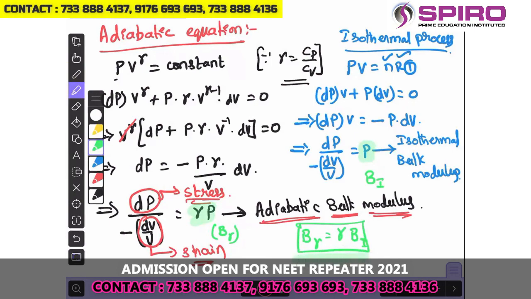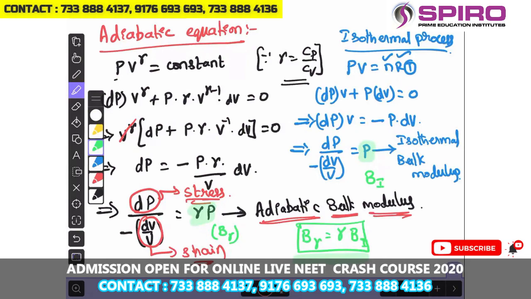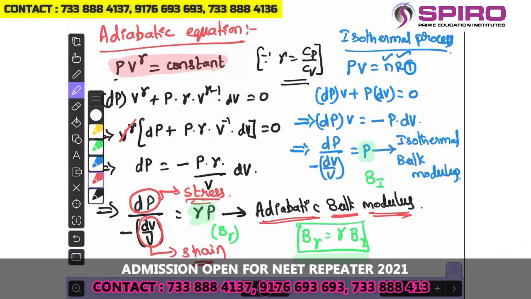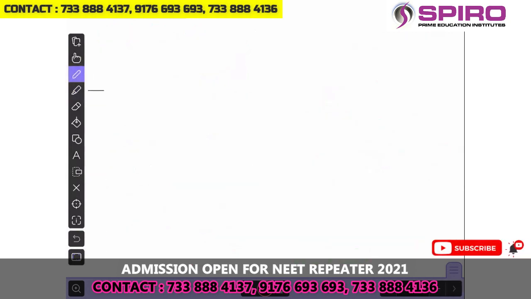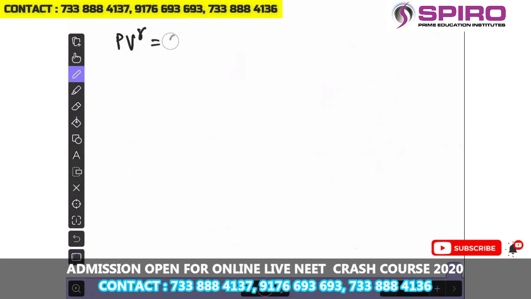Adiabatic equations can also be taken in another form. The fundamental form of the adiabatic equation in terms of pressure and volume is P V power gamma equal to constant. That same equation I am projecting here, P V power gamma equal to constant.